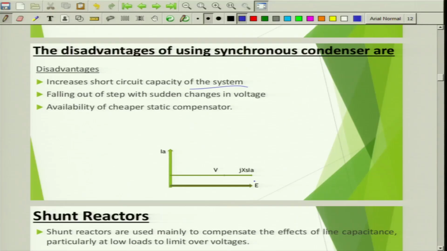That means the protection equipment, the breakers and all, their capacity needs to be augmented. Yes. So, falling out of step with sudden changes in voltage, loss of synchronism, stability issues, because wherever a synchronous machine is there, rotor angle stability will come into play, all these things. And availability of cheaper static capacitors. It is a very cheap solution as compared to the static compensators.